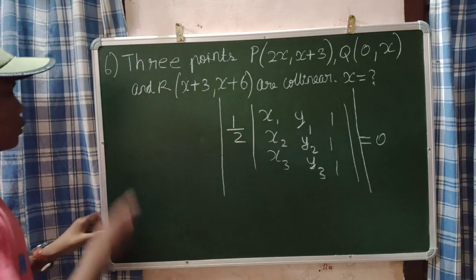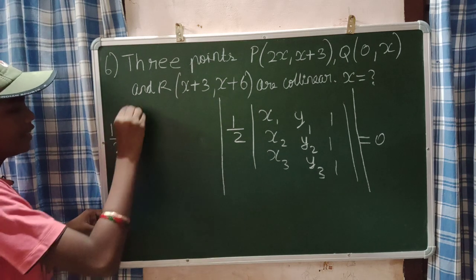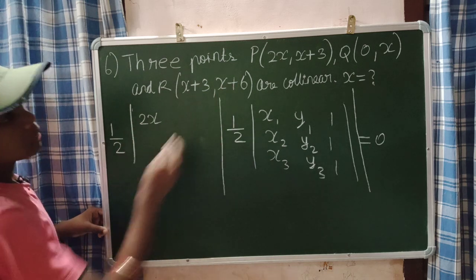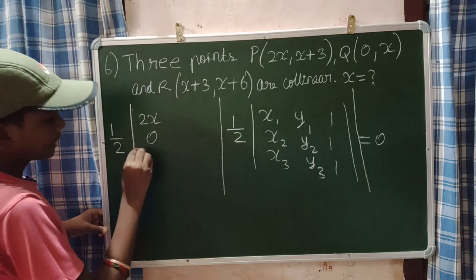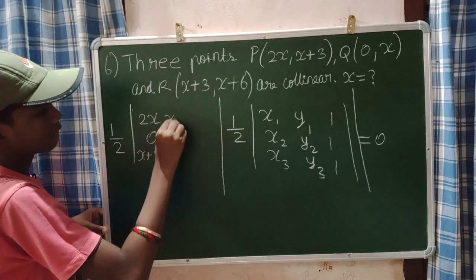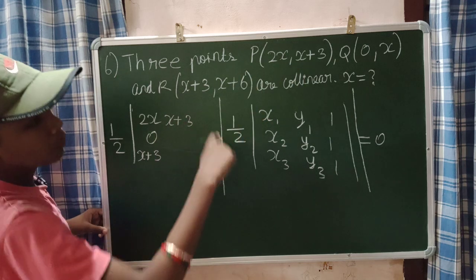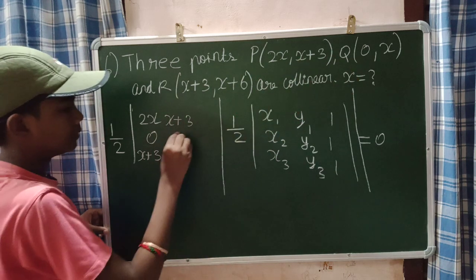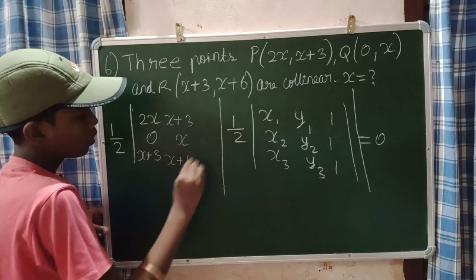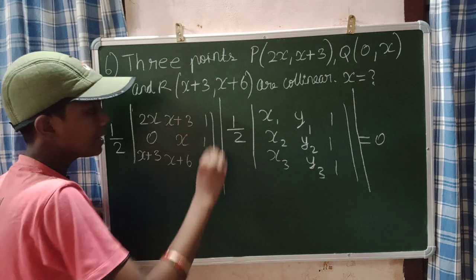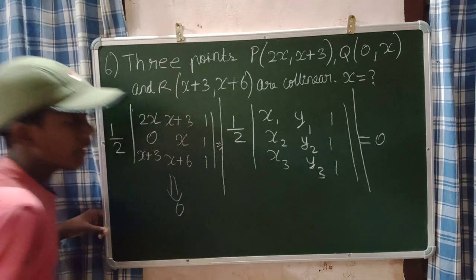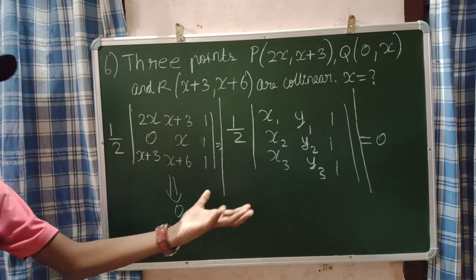Now apply those values. When you apply, what will you get? Half into determinant of x1 is 2x, then x2 is 0, then x3 is x plus 3. Then y1 is, I think, x plus 3, then y2 is x, then y3 is x plus 6. Then 1, 1, 1. And this should be equal to 0. I am just using the same formula. That's how I am doing.